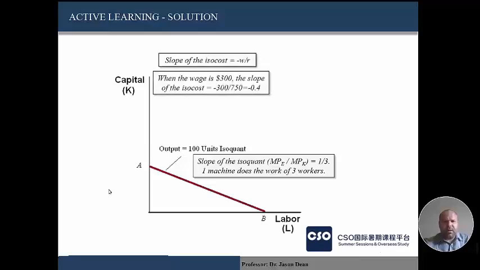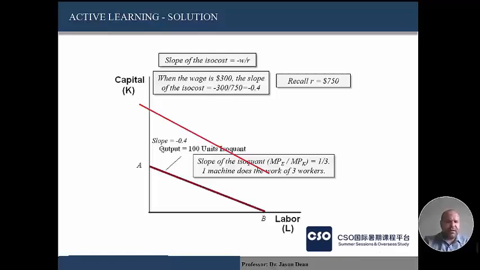So we know the slope of the isocost line because we're told the relative prices. So in A, when the wage is 300, the slope of the isocost line is equal to -0.4, which is the 300 divided by the 750. Now this slope in absolute value is greater than the isoquant's. So here is an isocost line. This has a slope of -0.4, and in order to produce 100 units, we want the minimum cost.